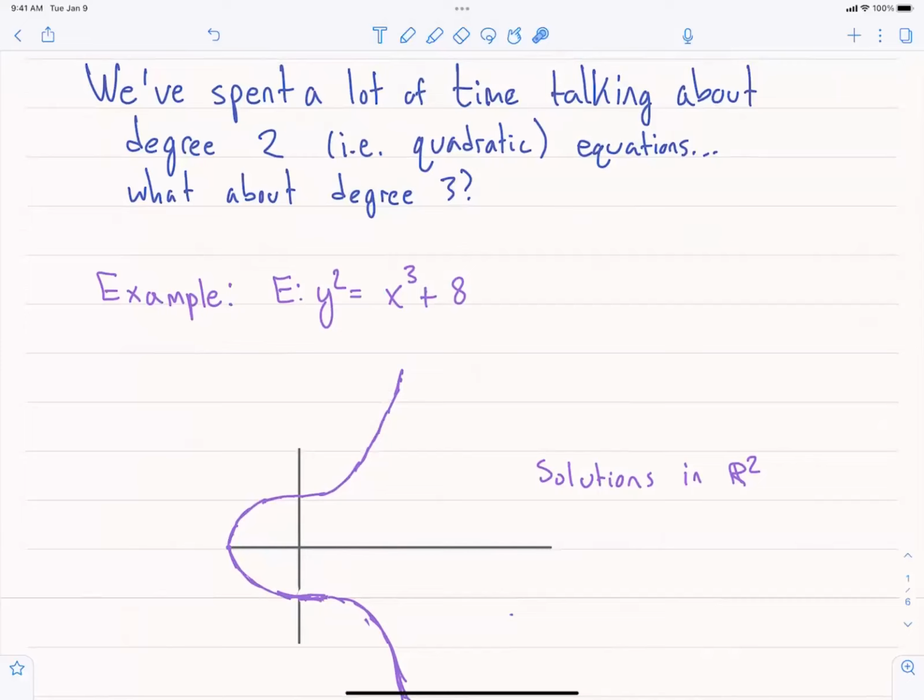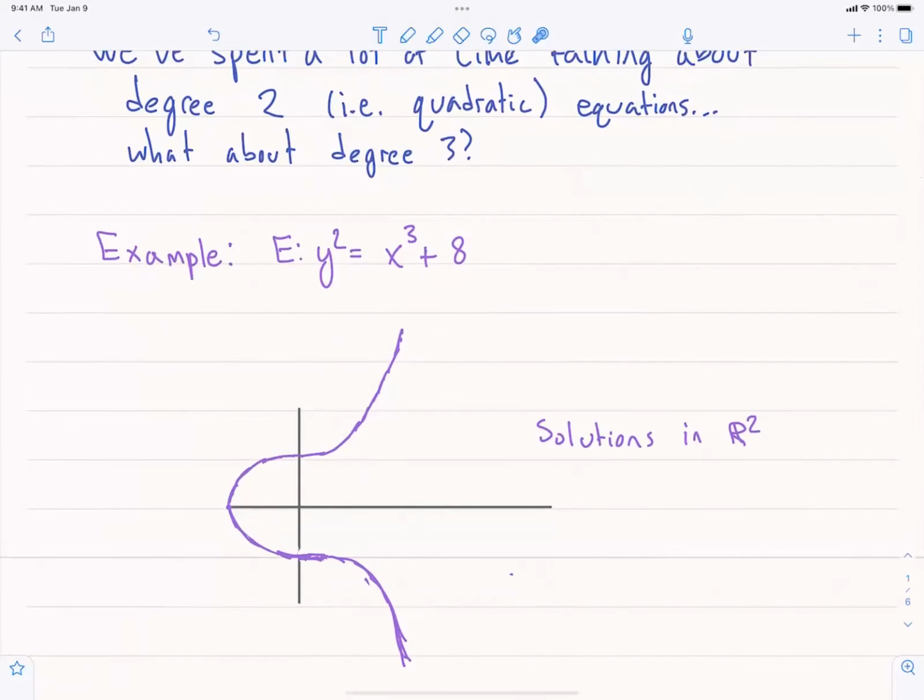We look at an equation of the form y squared is equal to x cubed plus, y squared is equal to some degree 3 polynomial in x. You can make some changes of variables to reduce lots of degree 3 equations to this. So one example is the equation y squared is equal to x cubed plus 8. If we just look at the solutions in R squared, so the solutions where x and y are real numbers, we just get this fun looking curve over here.